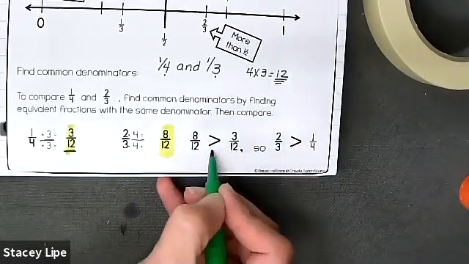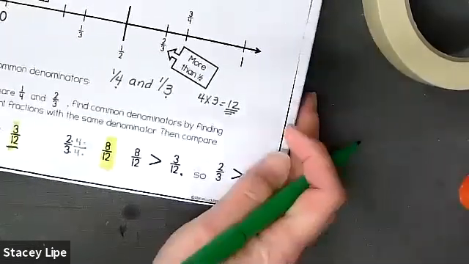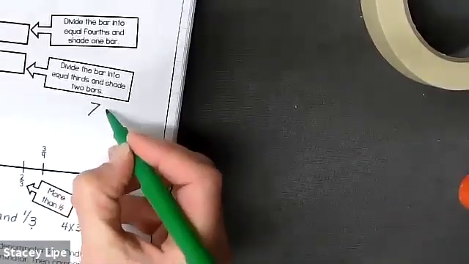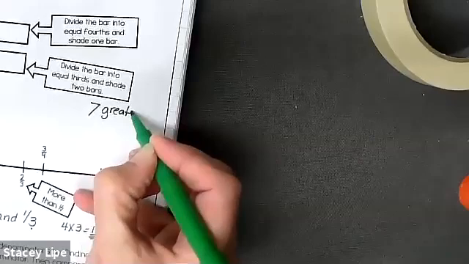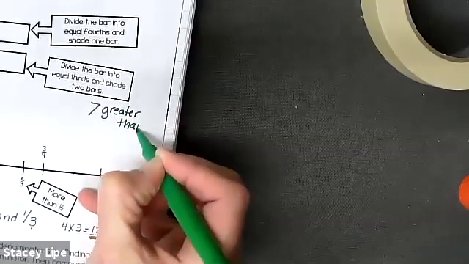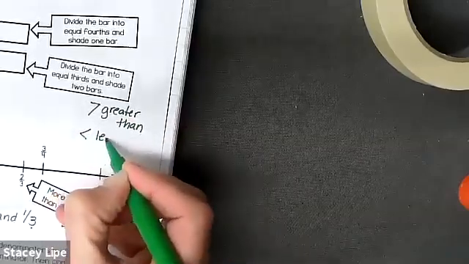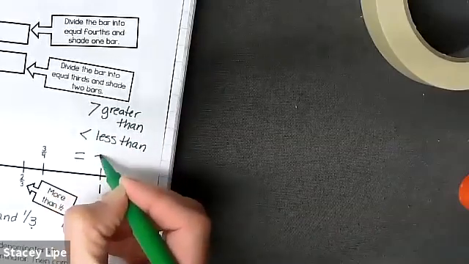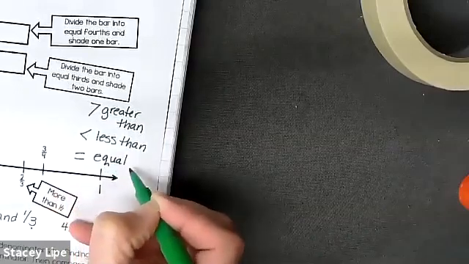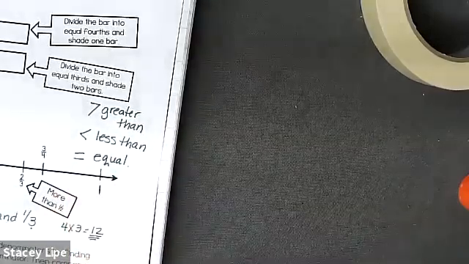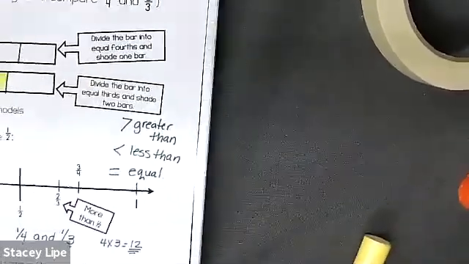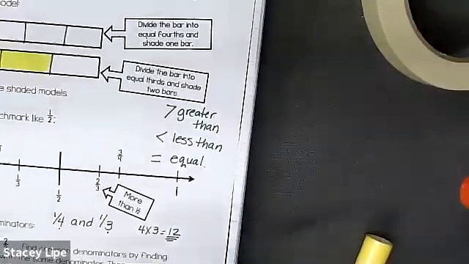All right, so I'll write these symbols over here just so we remember. We have greater than, go ahead and write these down so that if you need them, we have less than, and then we might have some that are equal. Now, that's page 7. This will be what you use to go back and practice. We're going to turn the page to page 8.